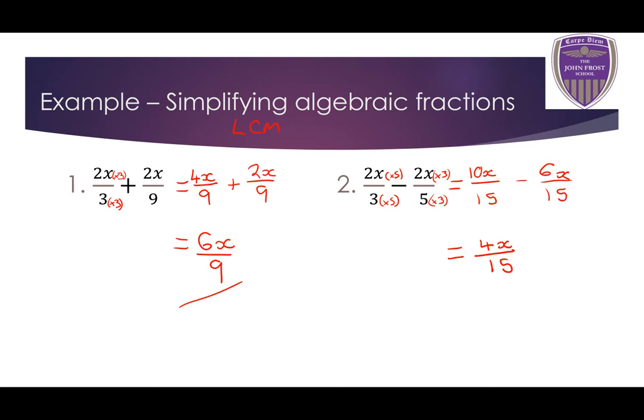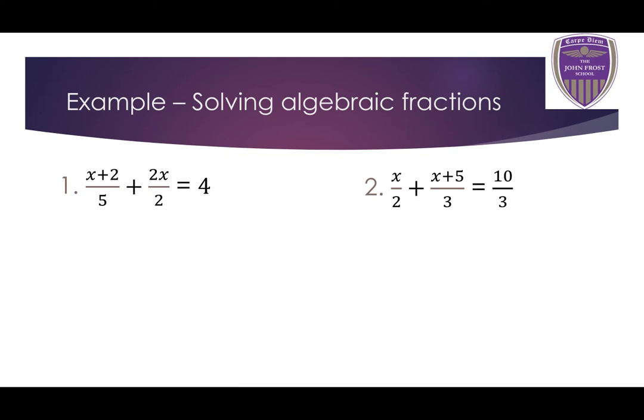So let's have a look at the second part of this lesson now. Okay, so now we can simplify algebraic fractions. Now we need to solve algebraic fractions. So here we go. We've got two equations here. Okay, so first of all, we've got x plus 2 over 5 plus 2x over 2. And the only difference is now these are going to be equal to 4.